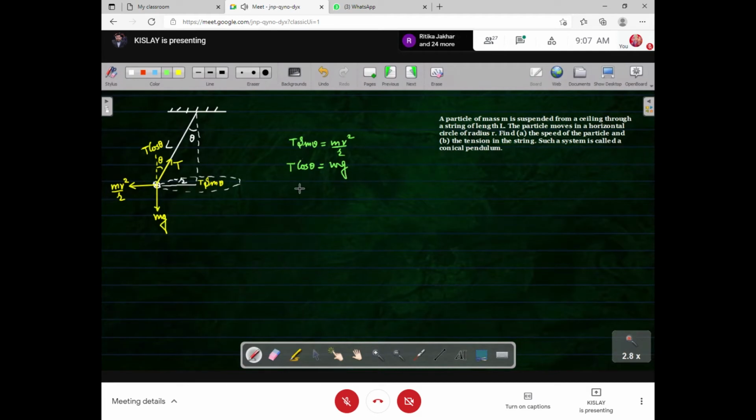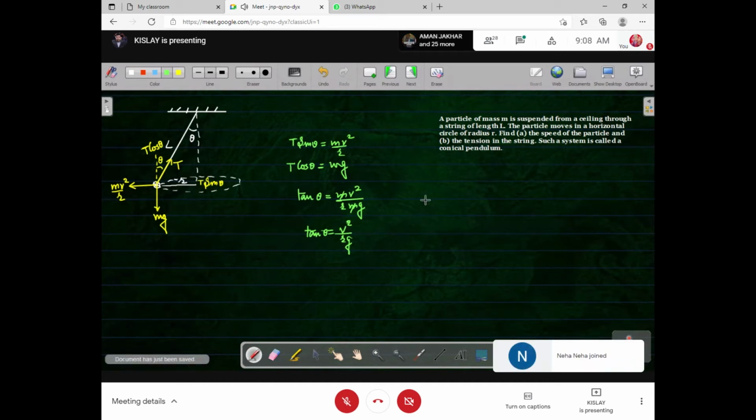Now divide the first equation by the second. You will get tan theta is equal to mv square upon r upon mg. So we can write like this. m will cancel out. It will be v square upon rg. This is tan theta.